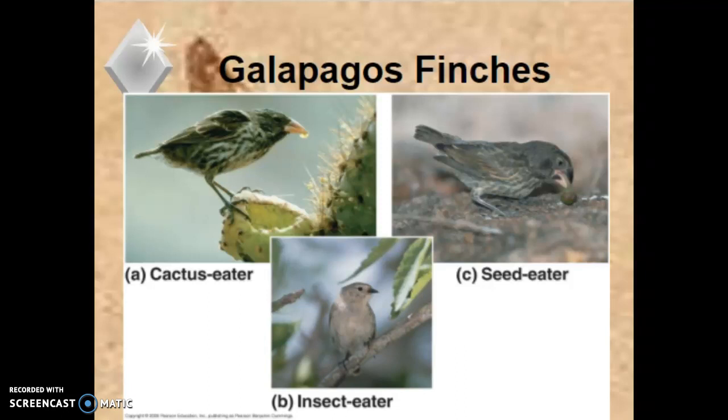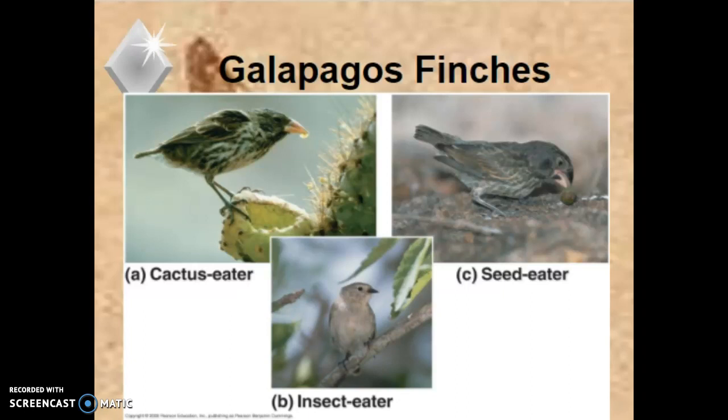These are the birds that Darwin encountered on the Galapagos. What's important about the finches is that they're essentially the same. They've got roughly the same body type, the same body size, roughly the same coloration patterns. Essentially, all that's different are their beaks.